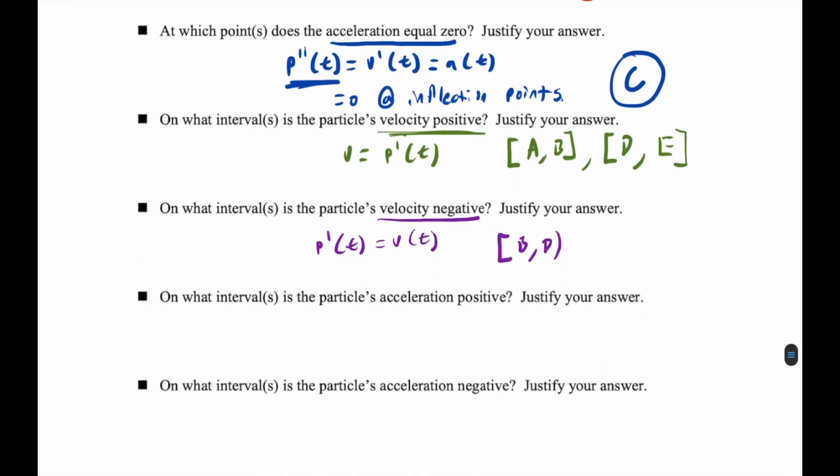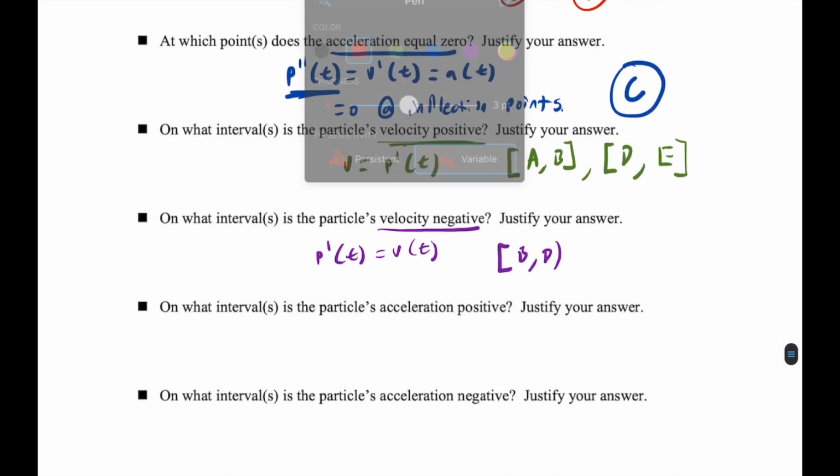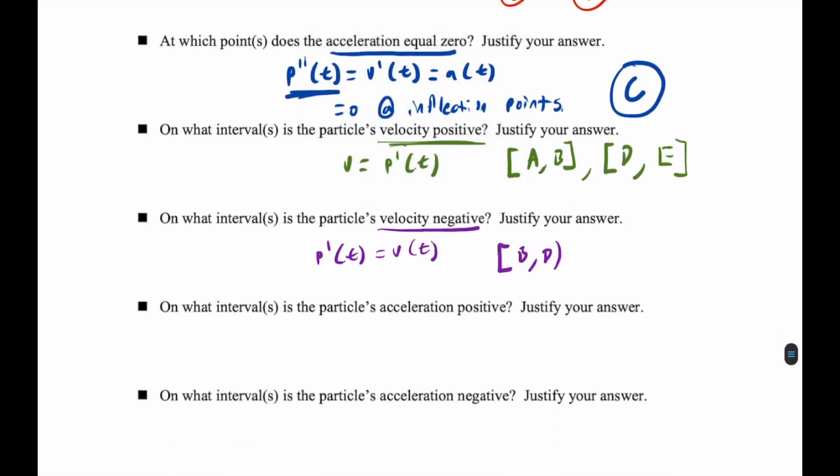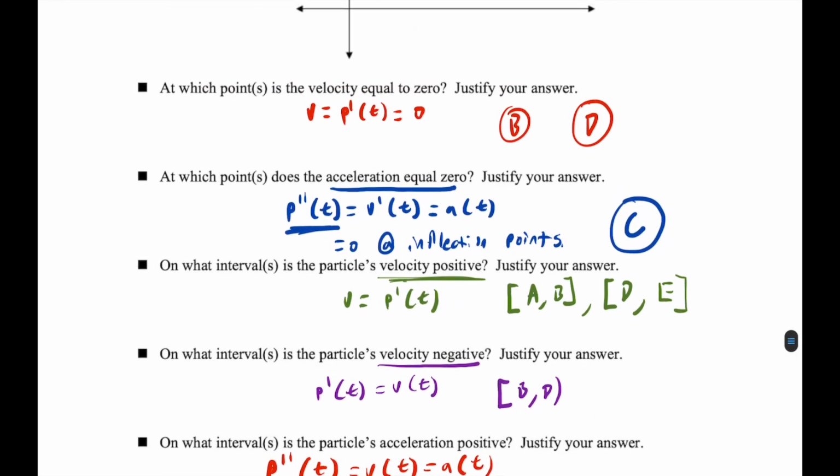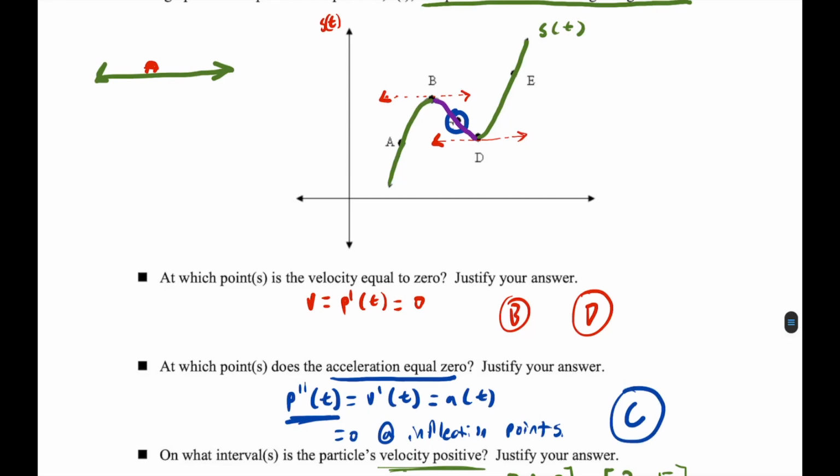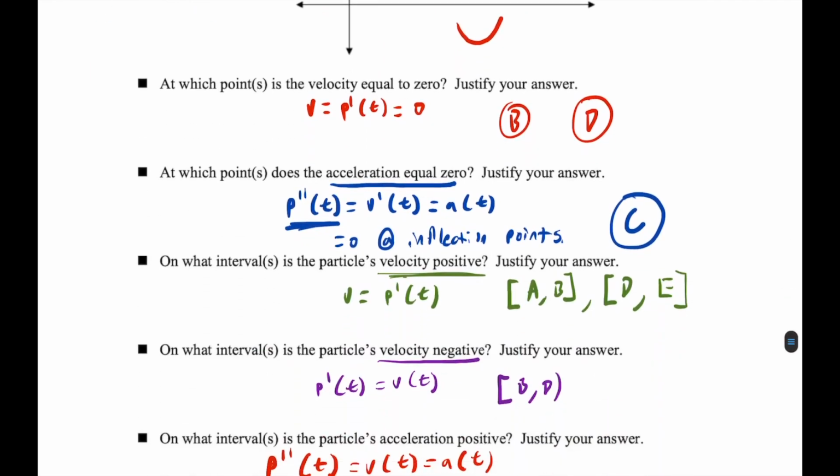And finally, on what intervals, when is the particle's acceleration positive? So remember, acceleration is the second derivative of position. And so we're looking for when the second derivative of position is greater than 0. So P of t would be concave up. And that's going to happen, concave up, right, like a cup, from C to E.